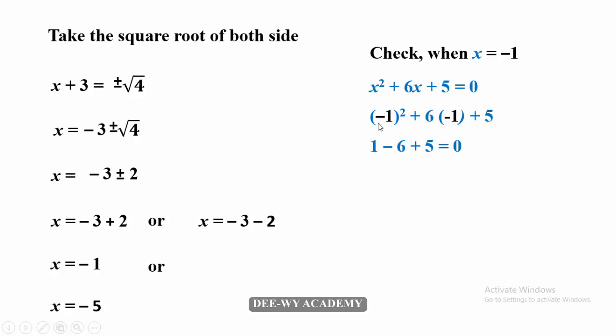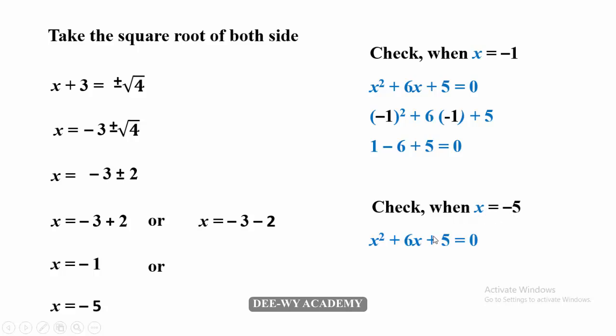Let's solve. Minus 1 raised to power 2 is 1. Here, 6 times minus 1 is minus 6. We now have plus 5. When you sum this, 1 minus 6 is minus 5. Minus 5 plus 5 will give us 0. It means that this value of x, which is minus 1, satisfies the equation. That means that our value minus 1 is correct. Let's check using the second value, which is x is equal to minus 5.